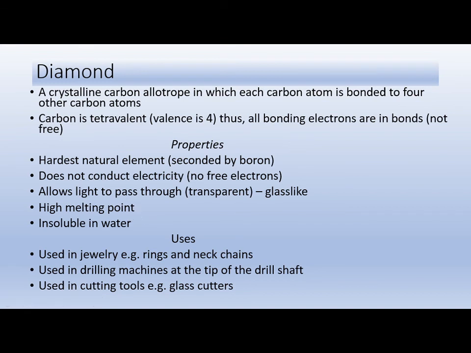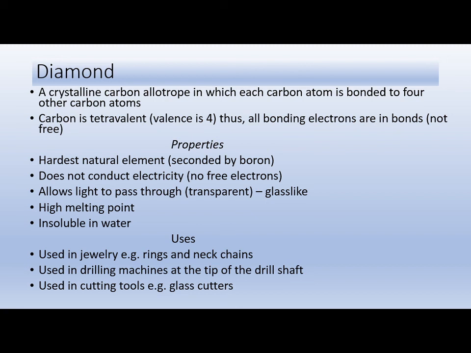Diamond. A crystalline carbon allotrope in which each carbon atom is bonded to 4 other carbon atoms. That is very key. Carbon here is bonded maximally. Carbon has a valency of 4. It comes from group 4. Therefore, it bonds to 4 other carbon atoms. Because of that kind of bonding, diamond appears the way it appears, and it has the properties that it has because of the way it is bonded. For example, it has a very high refractive index.